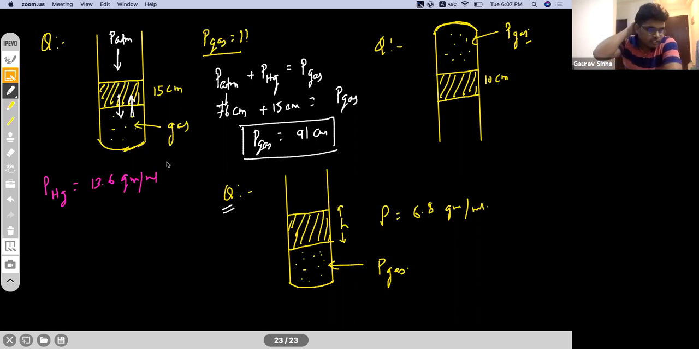Acha, the liquid one. Yes, for that you need to find h rho g, and then you have to find the height of the Hg column which exerts the same pressure.